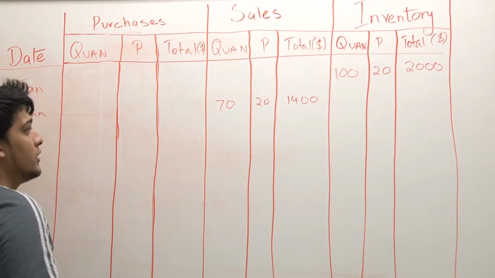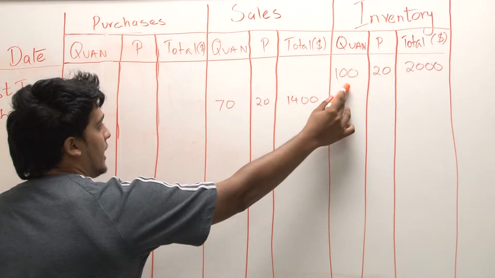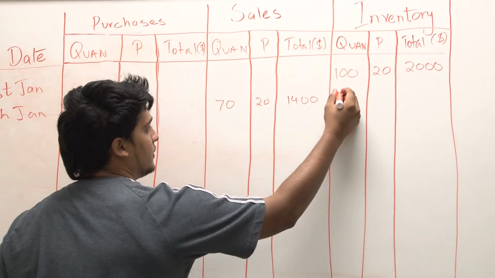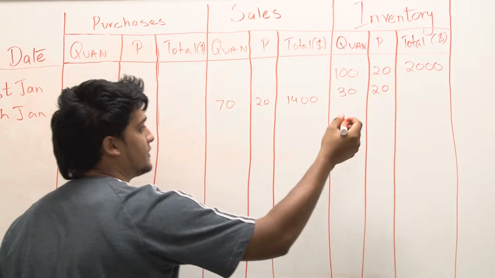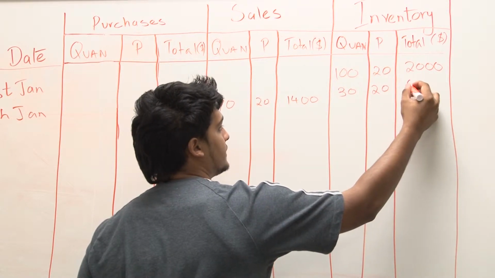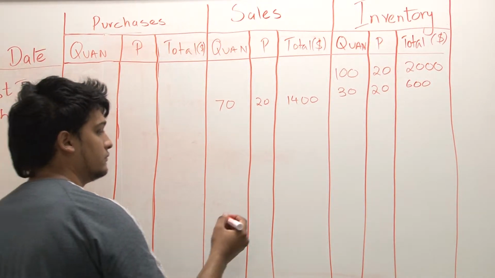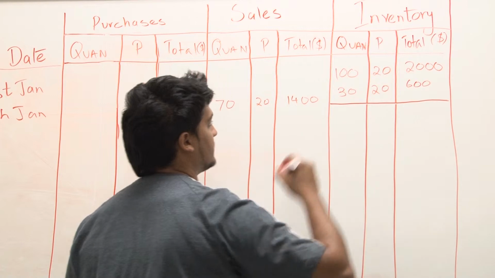Now, as I spoke in the last video, you had a stock of 100, you sold 70. Obviously, you have 30 remaining. The price is the same. 30 multiplied by 20 is 600. I'm going to finish the stock. This transaction is complete.